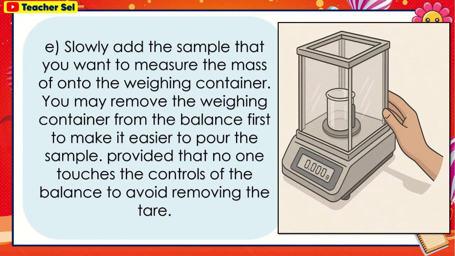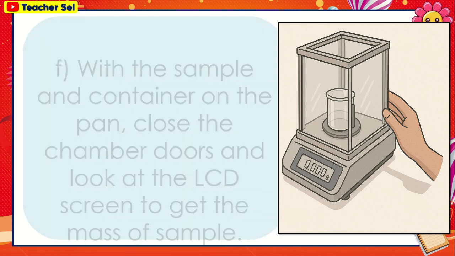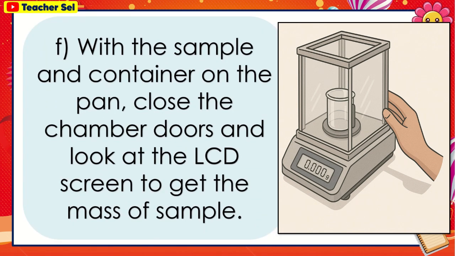Slowly add the sample that you want to measure the mass of onto the weighing container. You may remove the weighing container from the balance first to make it easier to pour the sample, provided that no one touches the controls of the balance to avoid removing the tare. With the sample and container on the pan, close the chamber doors and look at the LCD screen to get the mass of the sample.